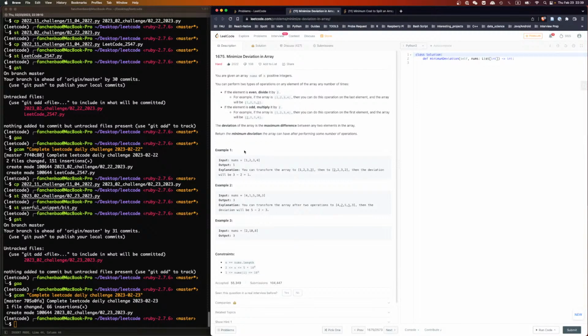Let's see. What we want to do is increment the small value and then decrement the large values. Right? So what if we sort it first? Yeah? 1, 2, 3, 4, right? So 1, 2, 3, 4. We can bring the small up, and then we can bring the big one down.